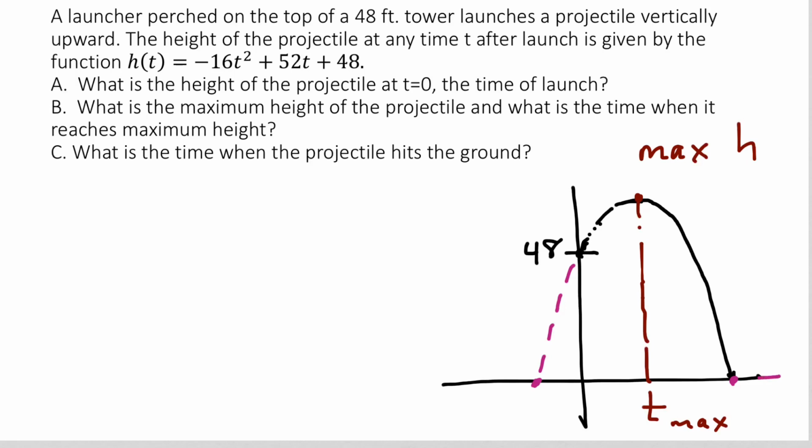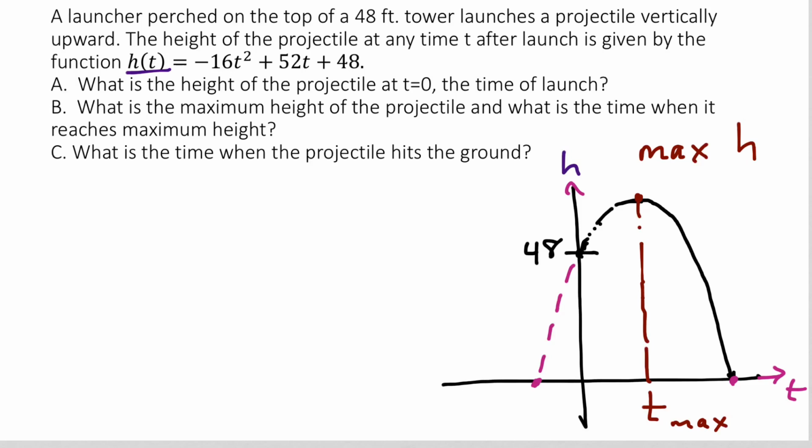Remember, our function is written in terms of t being the independent variable and h being the dependent variable. So right here, instead of y, we've got h. Instead of x, we have t. So I'm going to go ahead and try to factor this equation. If it's factorable, then I won't have to use the quadratic formula to find those two x-intercepts.